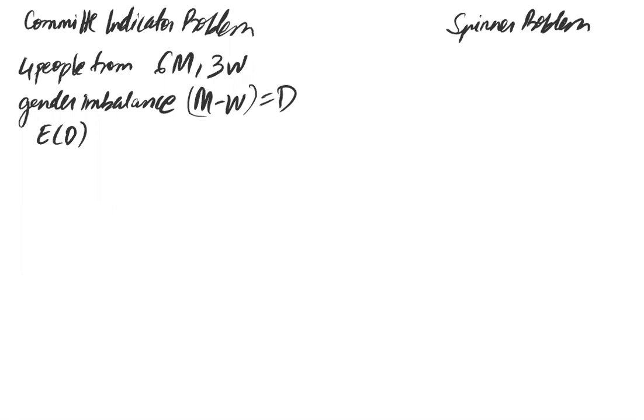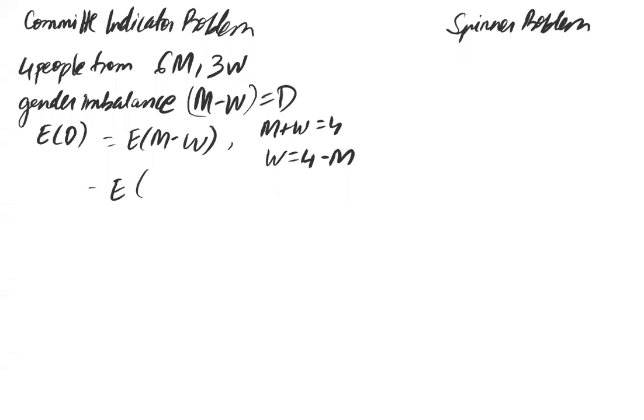So E of D can be written as E of M minus W, where we know that M and W are the number of men and women selected. So we know that M plus W will have to be equal to 4. So W can be written as 4 minus M. This becomes expected value of M minus (4 minus M). So that is E of 2M minus 4, so minus 4 goes out. You have E of 2M, so this becomes 2 times E of M minus 4.